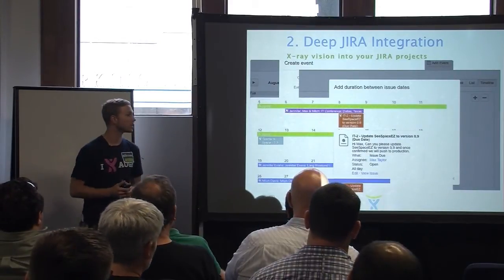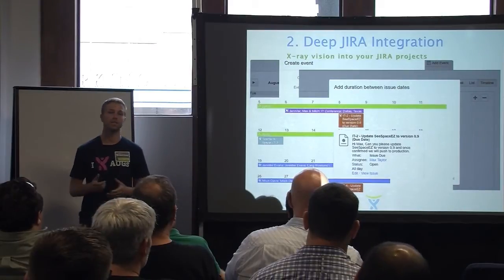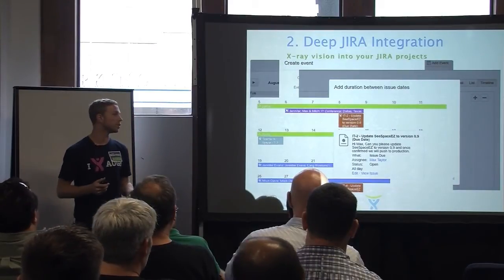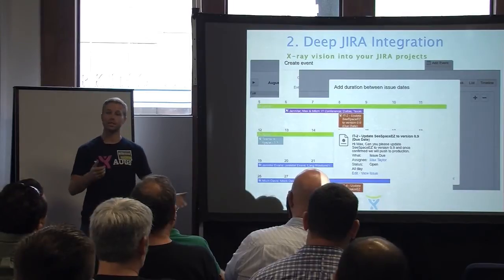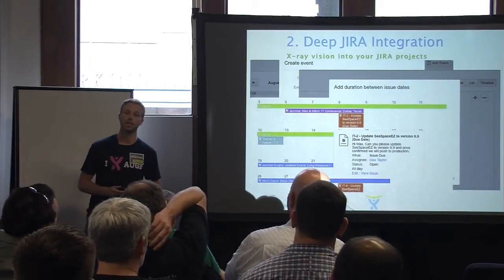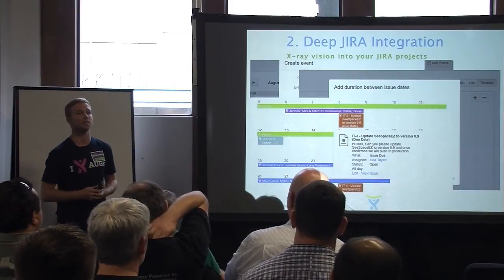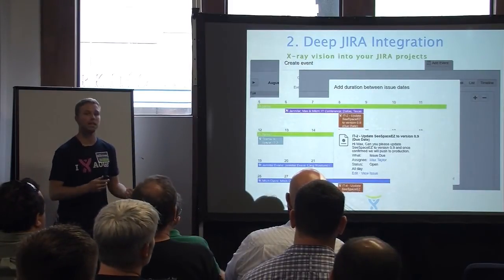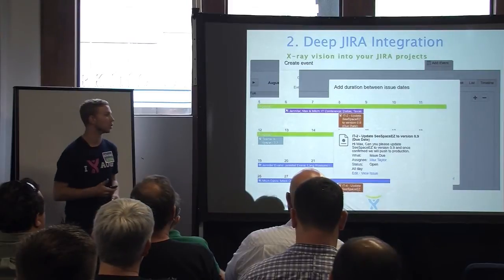This is what an issue looks like in Team Calendars, and it gives you all the basic information: the issue key with a link to it, who it's assigned to, whether it is an issue due date or a custom field, and what the status of it is. And when they're resolved, they actually fade out on the calendar. So it's all up to date in Team Calendars as your JIRA is.